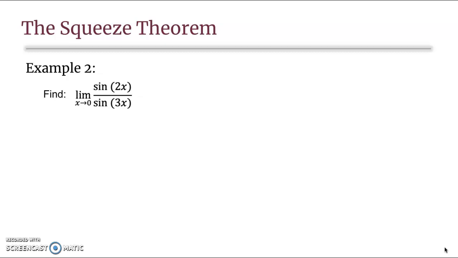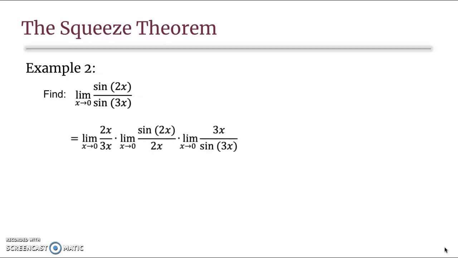I also can get 3x over sine of 3x, and because that's the reciprocal of sine of 3x over 3x, I can use the same squeeze theorem that I did before. So let's see how that works. If I multiply by 2x over 3x, I can get what I want. And remember, the limit of the products is equal to the product of the limits. That was one of the first rules we looked at before vacation when we started talking about limits.